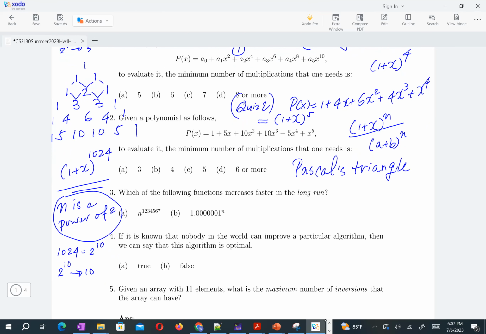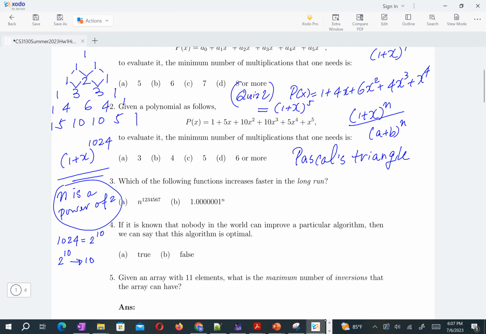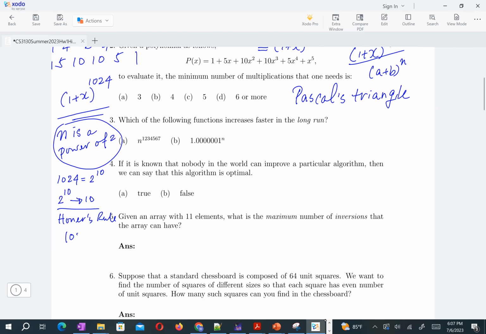Is it much better than Horner's rule? Horner's rule, look at that. Horner's rule, we need 1023. Huge difference, right? 10 versus 1023. Huge difference.